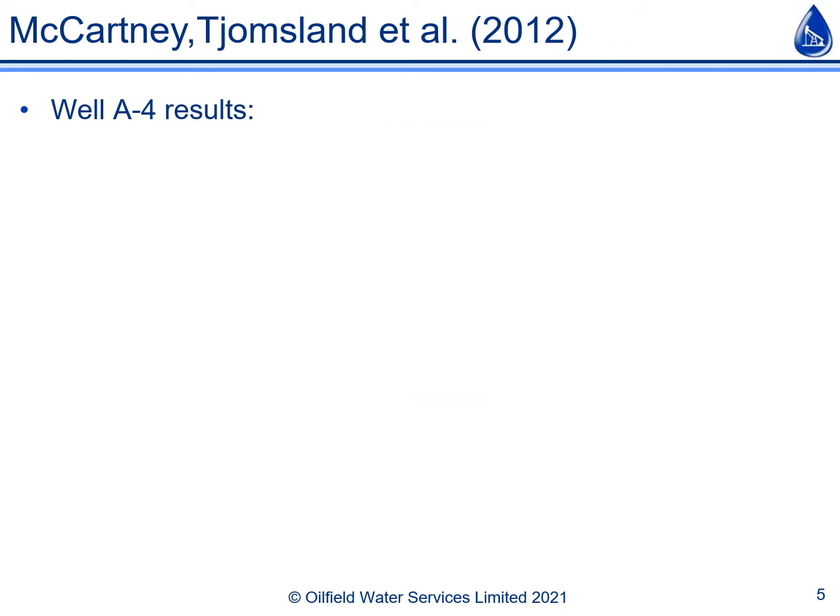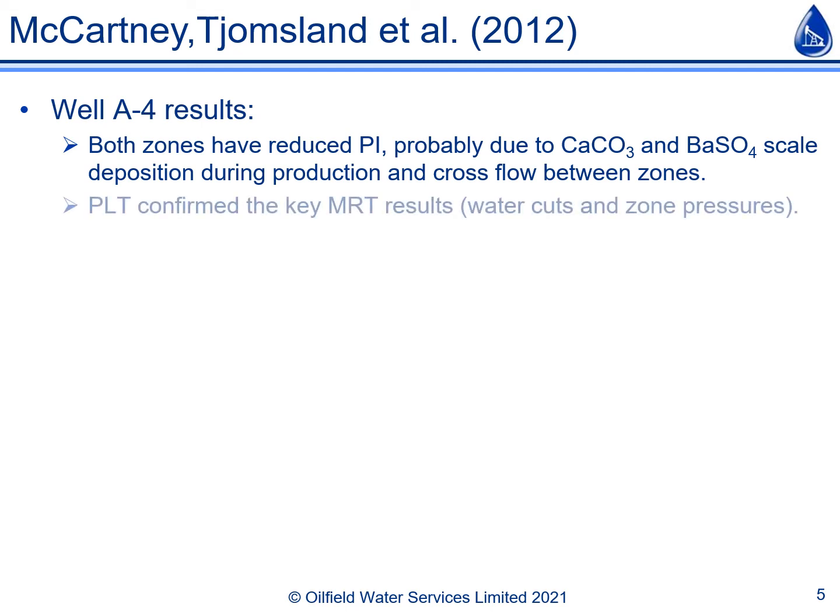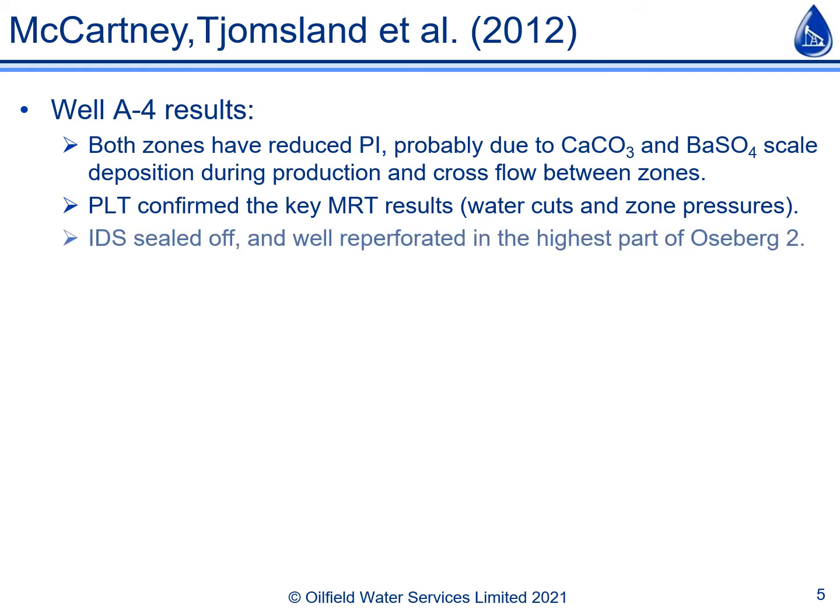For this well, it was found that both zones have a reduced productivity index, and this was probably due to calcium carbonate or barium sulfate scale deposition during production and crossflow between these zones. A PLT was run in this well after the multi-rate test, and this confirmed the key test results. As a result of all this work, the IDS in the well was sealed off and the well was reperforated higher up in the Oseberg II formation.